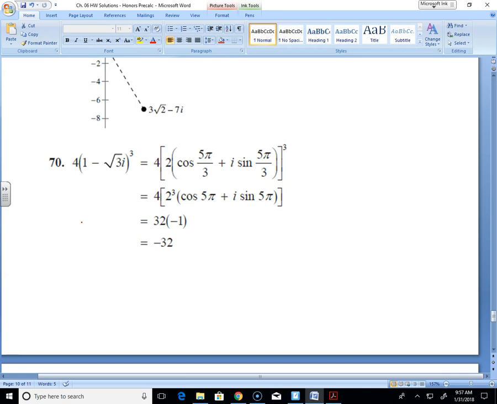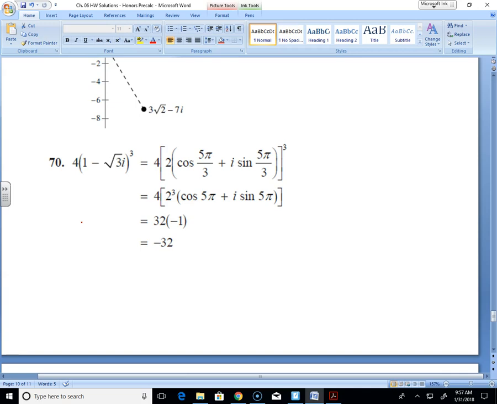How do you find r with an a and a b? Pythagorean theorem. Square root of 1 squared plus root of 3 squared is going to be 2. How do we get theta? Tan inverse of b over a, which is going to be negative square root of 3. And inverse tangent of square root of 3 is pi over 3. I need a 60-degree angle.